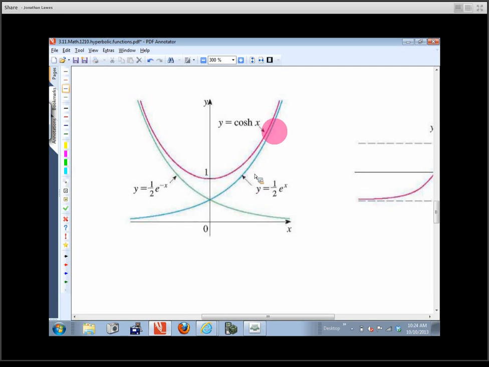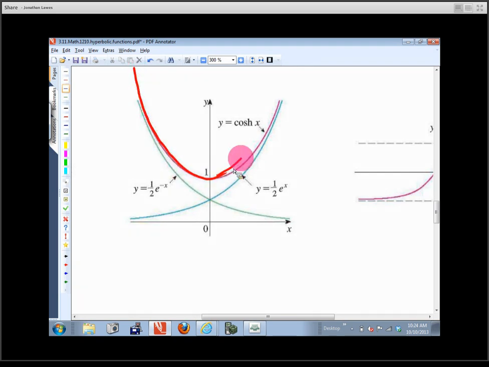When I come out here and add these two functions together, again, I've got this exponential function that's coming down, getting closer and closer to 0. So this one is the one that dominates the shape. If I take this exponential curve right here and add something that's getting close to 0, it still grows exponentially. Same thing on the other side. So the cosh looks like this.